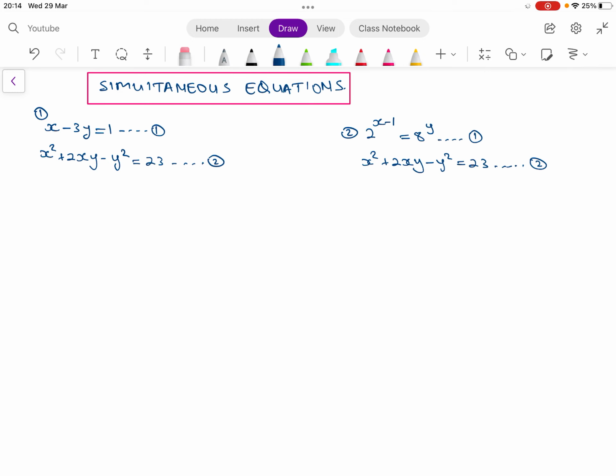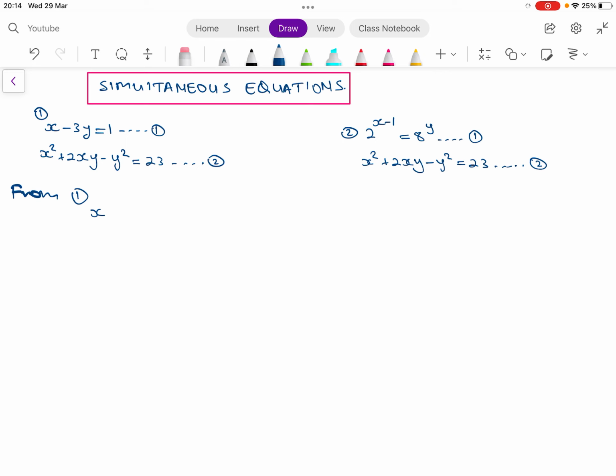You're usually given two equations, and you are required to solve for both x and y. The game plan is that between the two equations there's always a simpler one and a complicated one, so you start from the simpler one. In this case that is equation 1, as you can see it has fewer variables than equation 2. From that equation you make one of the variables, either x or y, the subject of the formula. In this case it's easier to make x the subject.